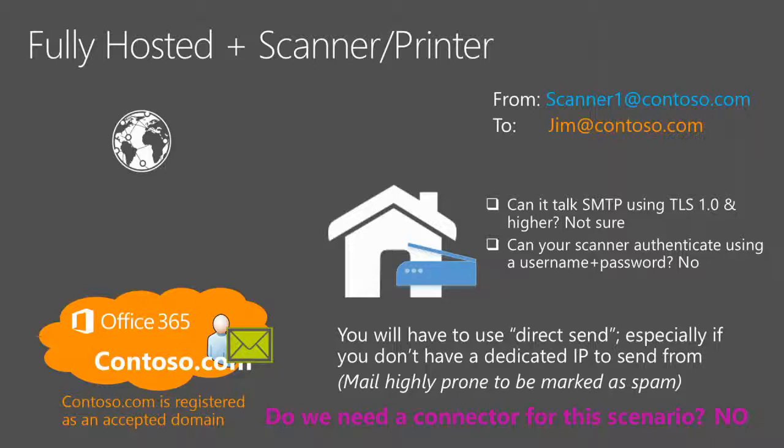Now, the reason why I said that your mail is probably prone to be marked as spam is because that scanner is sending mail through a shared IP again. That IP could be on the block list. Comcast IPs get on block lists. Or, for instance, you also have the situation where you're not registering that IP in Contoso.com's SPF record. So that could also fail. Because of those reasons, this is not a recommended way.